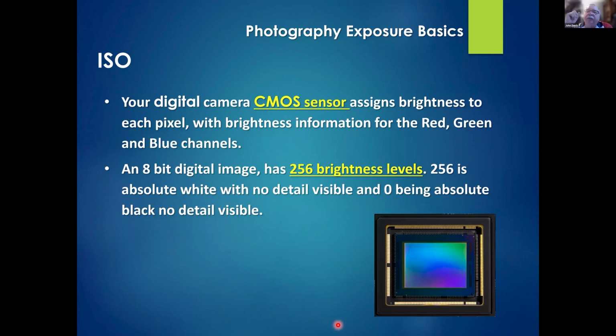And each dot on there is assigned brightness for 3 different channels, a red, a green, and a blue channel. If there's anything red in your image, that channel is going to be brighter and the red is going to overpower the other colors. And there again, we go back to the 8-bit digital image having 256 levels of gray. So when the light strikes it, your sensor sees this, reads it, and assigns a number value for those pixels.